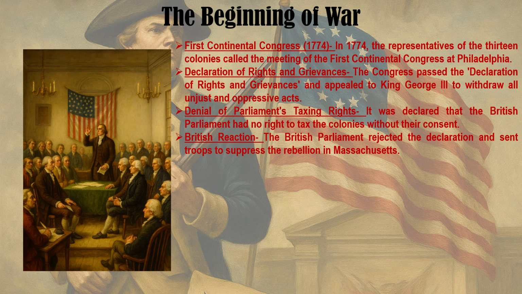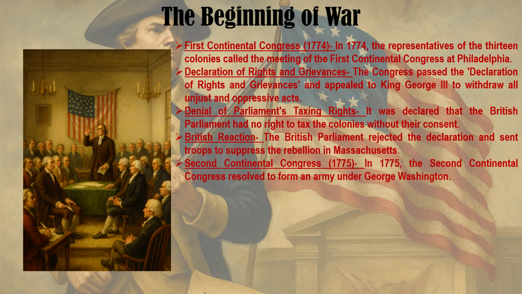How did the British react? The British Parliament rejected the declaration and sent troops to suppress the rebellion in Massachusetts. So, Massachusetts is a place where rebellion was going on against the British government. So, instead of agreeing to the demand, the British government wanted to show force. So they called in the army, and the military came to suppress the rebellion in Massachusetts.